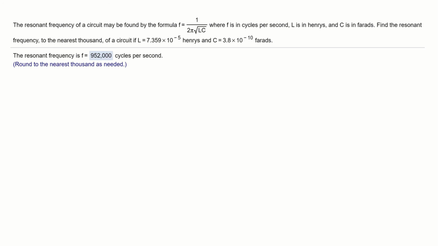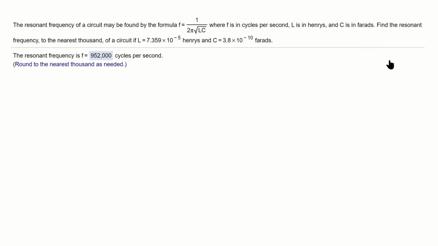Hello everyone. In this video we're going to look at an application of radical expressions, and in this case we're dealing with a problem that may look scary at first, but it's actually extremely simple because we're just going to be evaluating this expression, which is giving the resonant frequency of a circuit by plugging in values that were given for L and C, the kind of problem that an electrical engineer or someone interested in electronics may encounter.